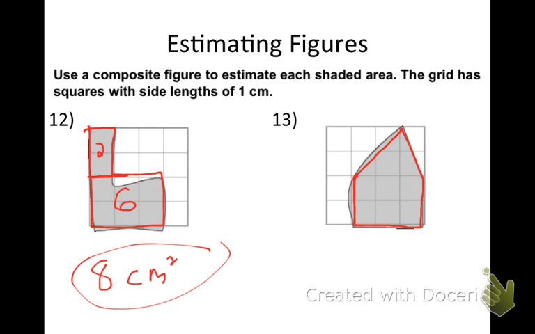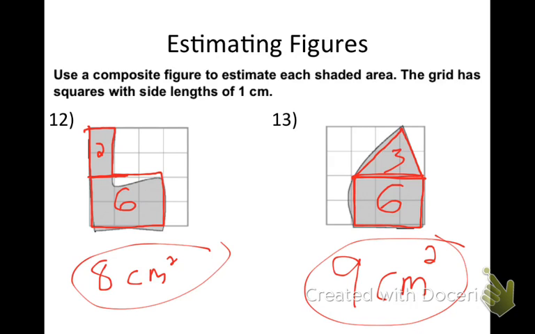Number 13, if you look at number 13, you should cut it down as a rectangle and a triangle. Same idea. What's the approximate area of the rectangle? 6. What's the approximate area of the triangle, Nathan? 3. So what's the approximate area of all this then? 9 centimeters squared. That's all it is. Just approximating these areas. Okay?